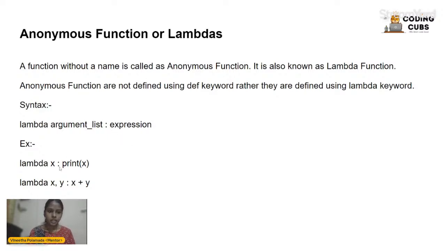Here you can see an example, lambda x colon print x. I'm creating a lambda function where I take x from the user and print it. Simple. In the second example, it's lambda x comma y. I'll be taking two quantities from the user, x and y, and what will I return? x plus y. If you have observed, there's no return statement in a lambda function. It will automatically return the answer. In your normal functions where you use the def keyword, you'll also have a return statement, but here you don't have to use any return statement.